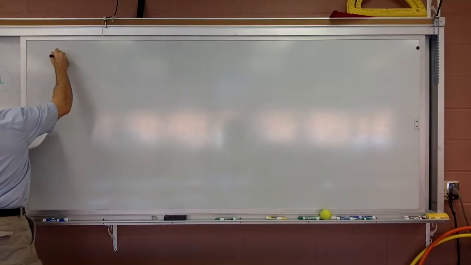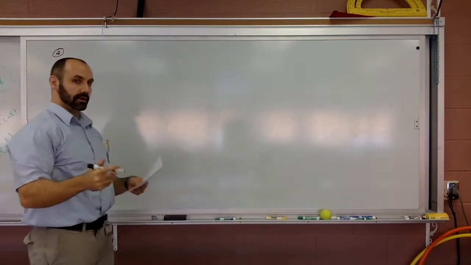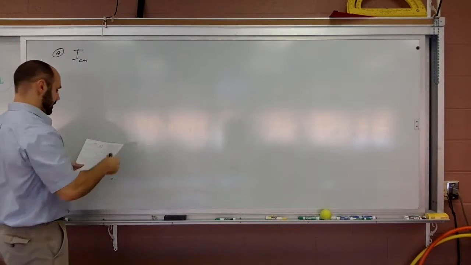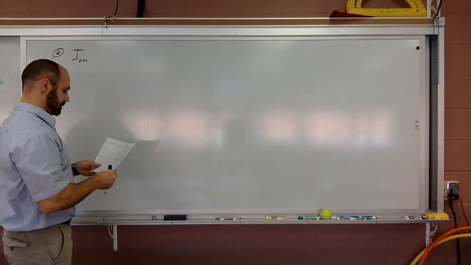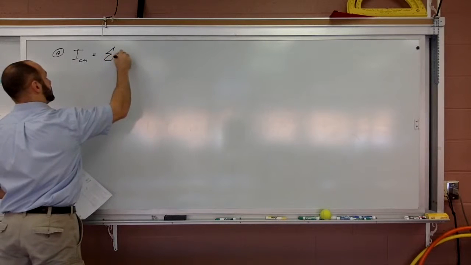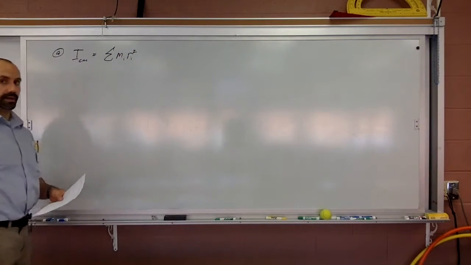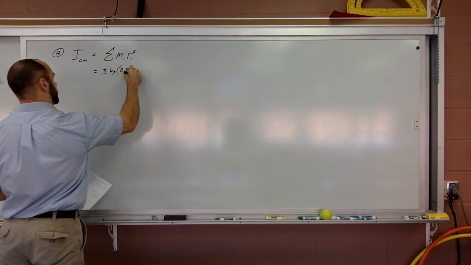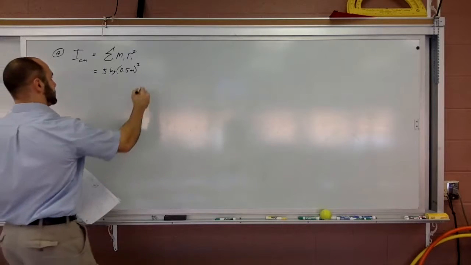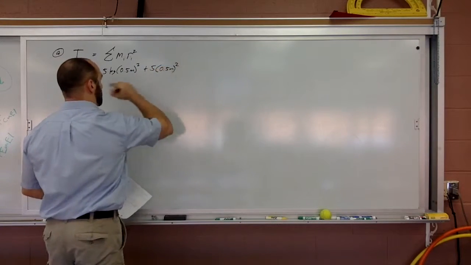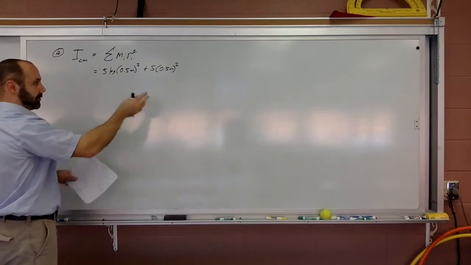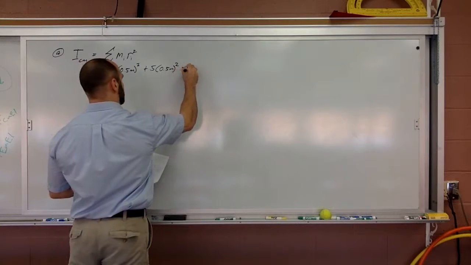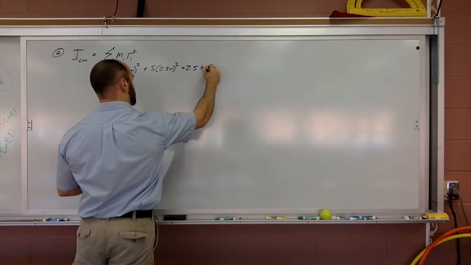Okay. So for letter A, since I'm going around the center of mass, I'm going to write I_CM. Remember, the subscripts tell us where I'm rotating around. And so what am I doing? I'm adding up all the masses times the square of their radii. So I've got 5 kilograms times 0.5 meters squared, that's one of them, plus the other one. You could just do 2 times this. It's symmetric. They're both the same distance from the center, half a meter. And so when you add all this up, you get 2.5 kilogram square meters.